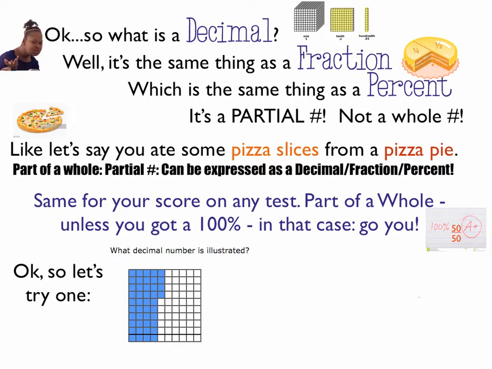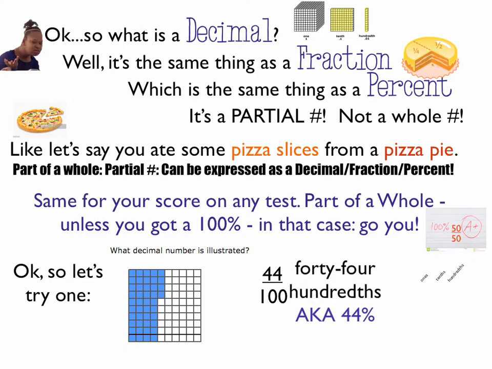So the partial number expressed as a fraction would be 44 out of 100. Makes sense. All right. Well, how would we write that? Well, the same way you just pronounced it: 44 out of 100. You could write it that way, but the proper way to write that would be 44 100ths or 44 hundredths. If you will recall our place value system, it would be 44 hundredths.